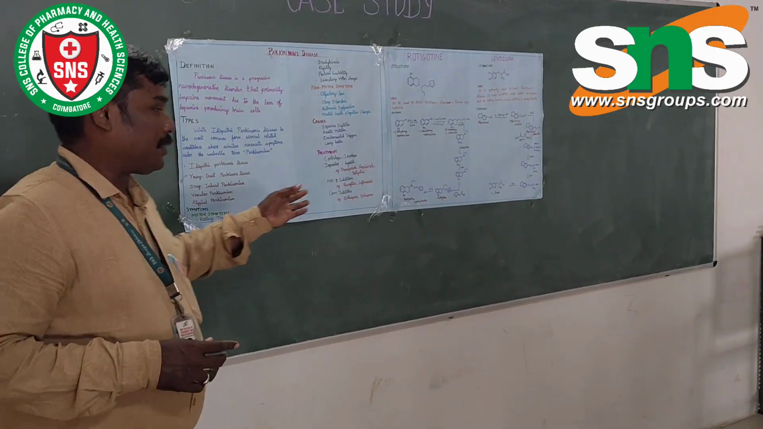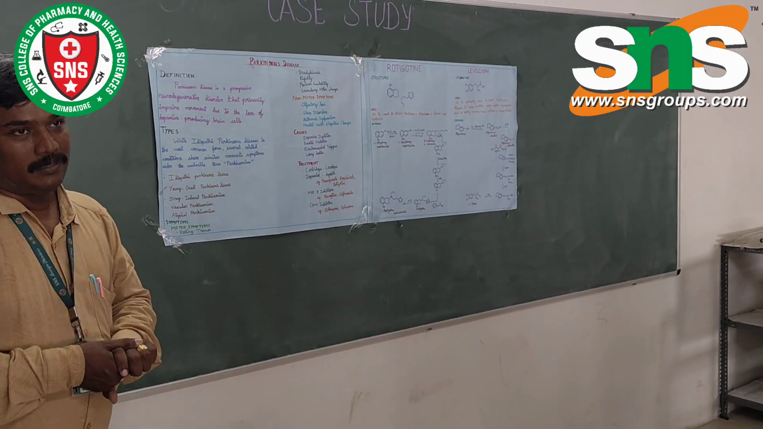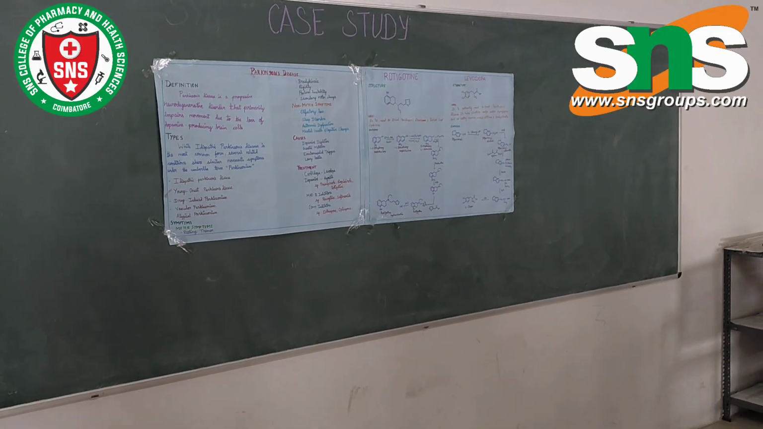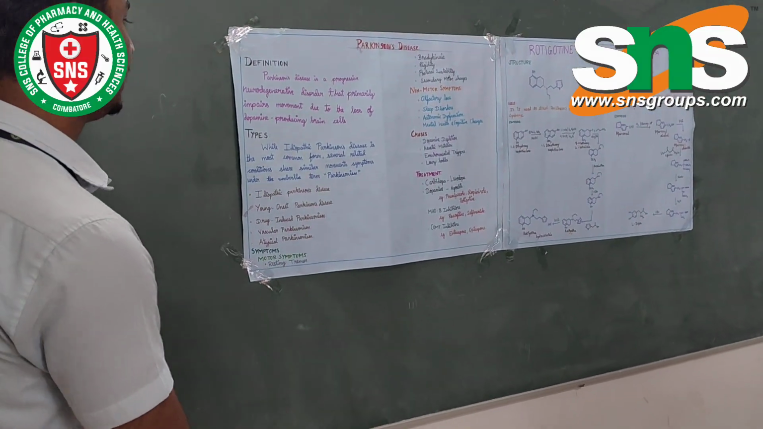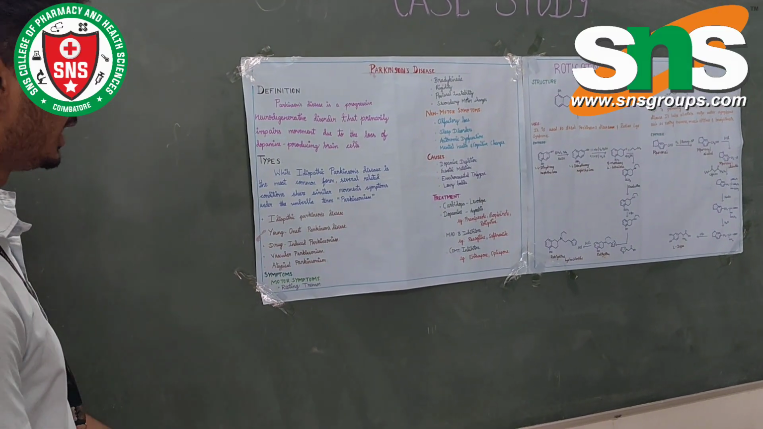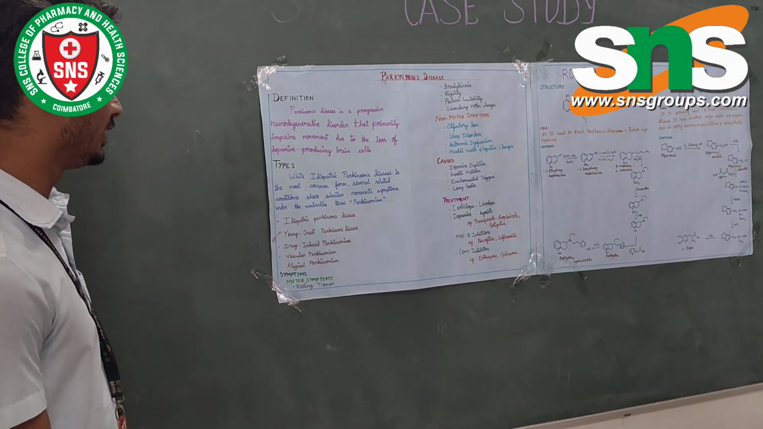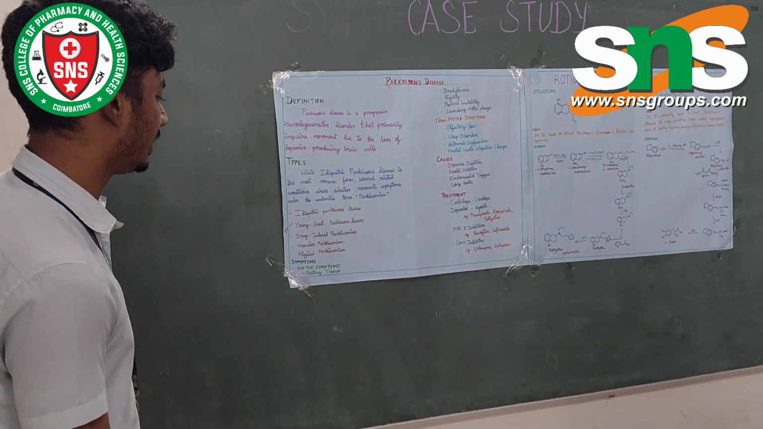Yes, Gladson, are you able to explain the types and the symptoms of Parkinson's disease? Yes, sir. There are different types of Parkinson's disease. The most common is idiopathic Parkinson's disease. The different types are idiopathic Parkinson's disease, young onset Parkinson's disease, drug-induced Parkinson's disease, vascular Parkinson's and atypical Parkinson's.